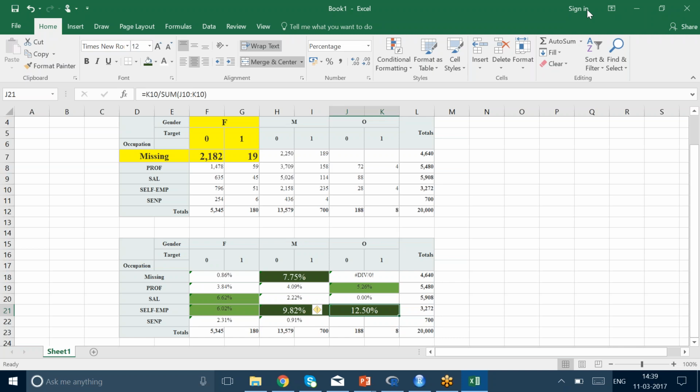If this concept is clear, I can move forward to logistic regression model development. Yokesh, can we move forward? Yes, sir. Okay, great. So let's move forward to logistic regression.